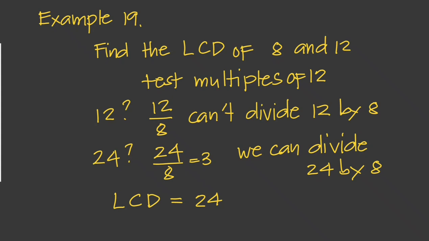If we choose 12 as our LCD, is 12 divisible by 8? Well, it can't divide. So 12 is not divisible by 8. So let's try another multiple of 12, which is 24. Is 24 divisible by 8? Yes. Therefore, our LCD is equal to 24.